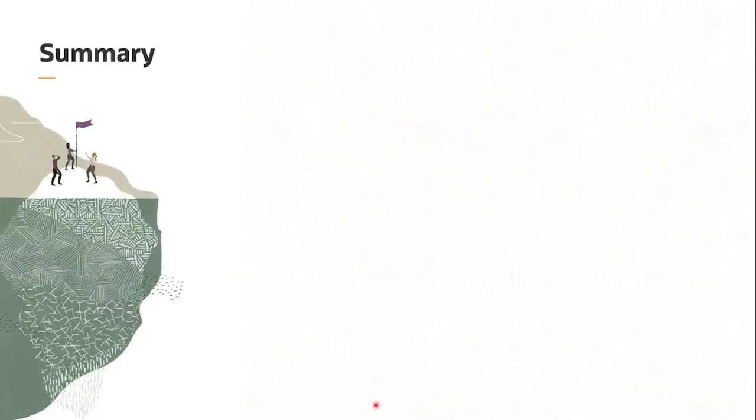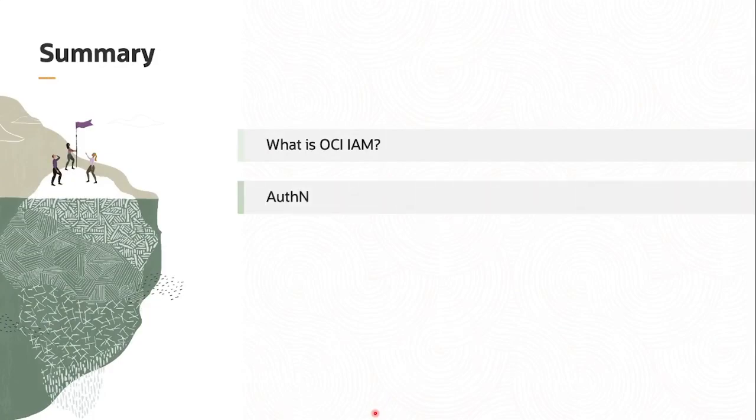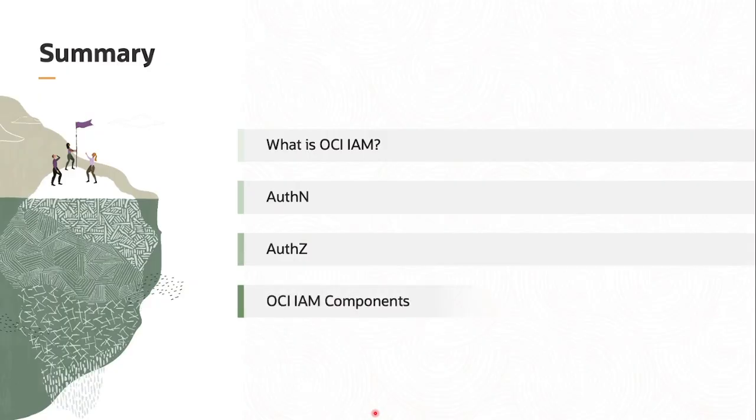So to summarize, we got to know about OCI IAM core concepts using authentication and authorization. In authentication, we confirm who is allowed to access cloud resources. And we do authorization using policies to control access to the cloud resources. We also looked at various OCI components, and we will be dealing with each of them in following lessons.